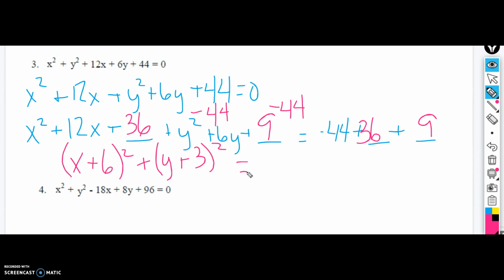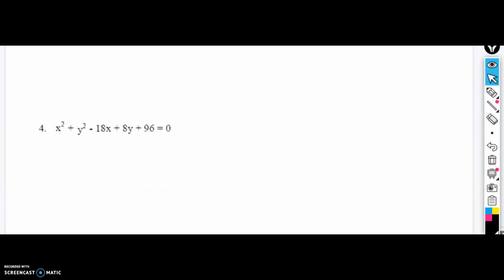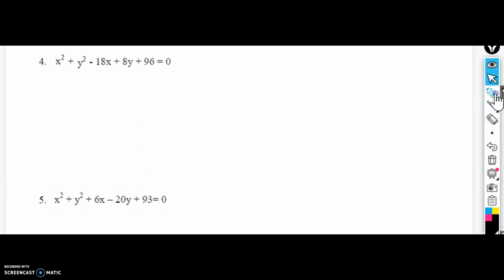And now I can simplify that right-hand side of my equation. And I've got negative 44 plus 36 plus 9 is again positive 1. So when I identify the center and my radius, my center is at negative 6, negative 3. My radius is positive 1. And again, I promise that this is only me getting better with completing the square and practice. If you continue to practice this, you can get this fast also. But remember that you can rewind.